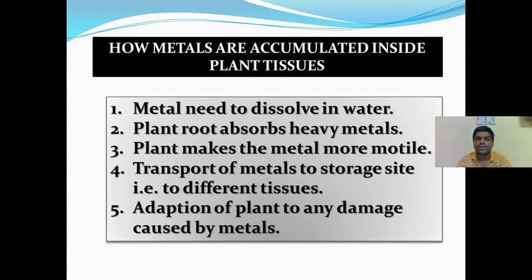So, these are the five points which can help to explain how metals are accumulated inside plant tissues. And this process of accumulation of heavy metals, contaminants or pollutants from soil inside different plant tissues is termed phytoaccumulation or phytoextraction.